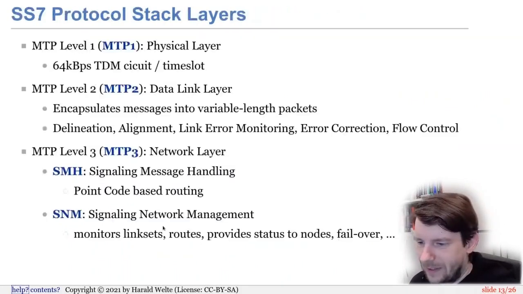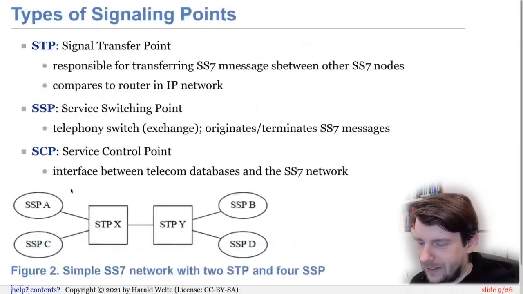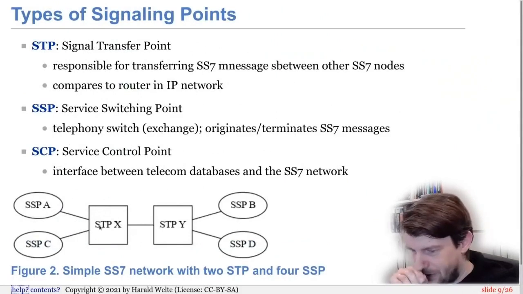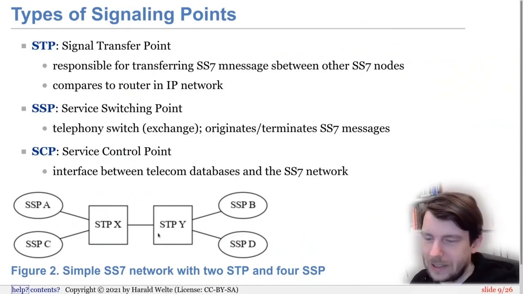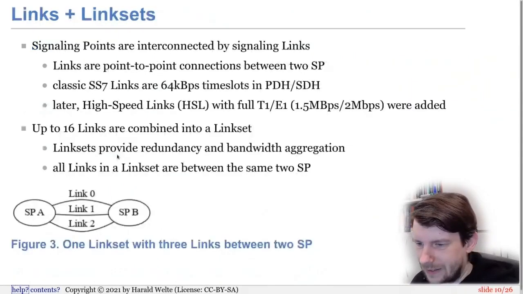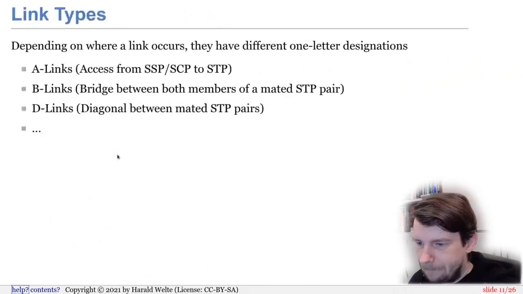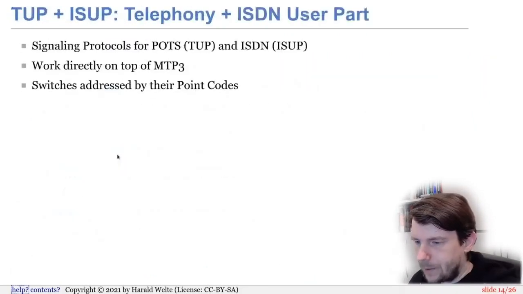And when the messages are received here, it's like IP routing. So STPX receives a message for a certain destination point code. It consults its routing table, it reaches a routing decision, and then it decides to which other STP or SSP to route the message based on the routing table. So nothing different there.